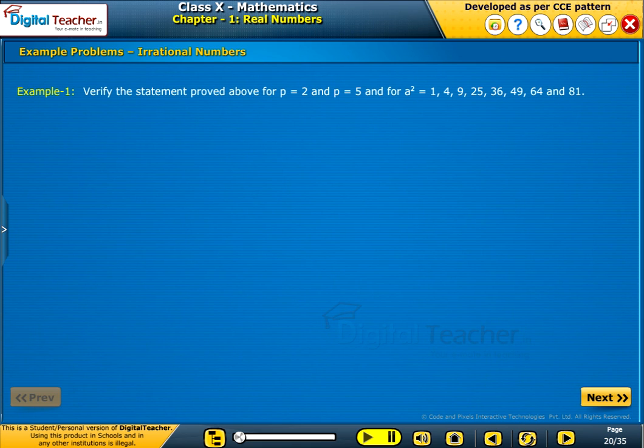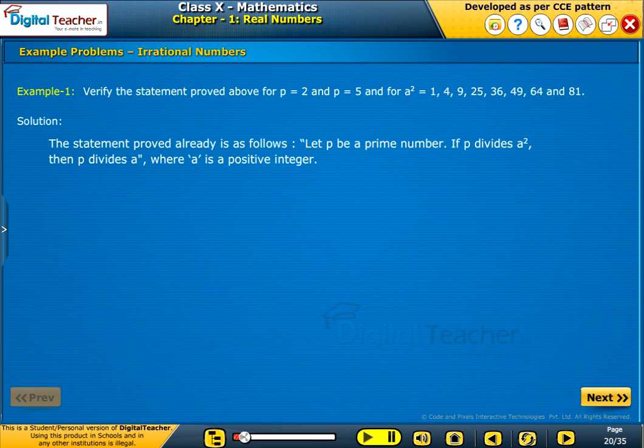Verify the statement proved above for p is equal to 2 and p is equal to 5 and for a square is equal to 1, 4, 9, 25, 36, 49, 64 and 81. From the statement we proved, that is, let p be a prime number. If p divides a squared, then p divides a, where a is a positive integer.